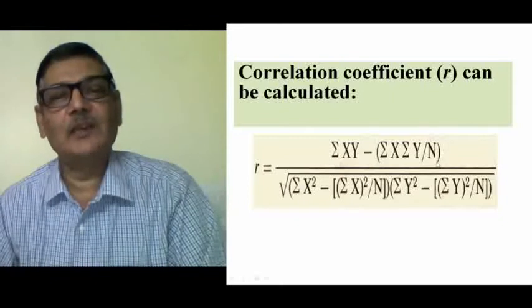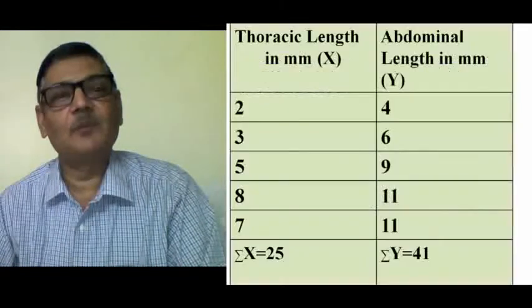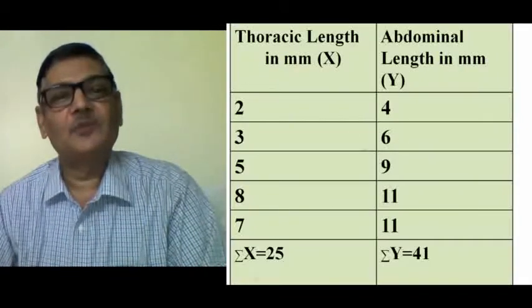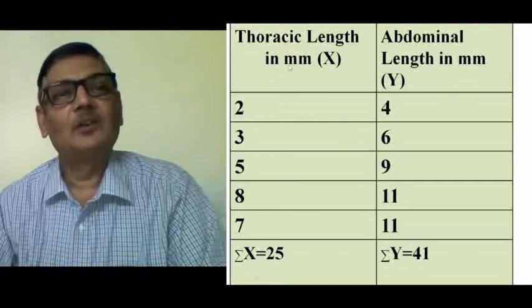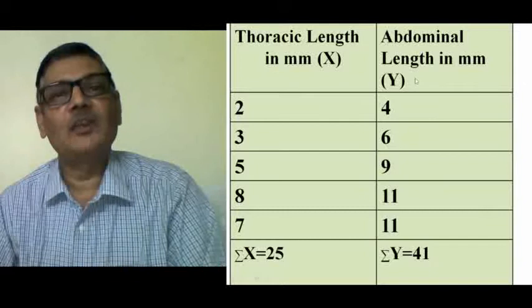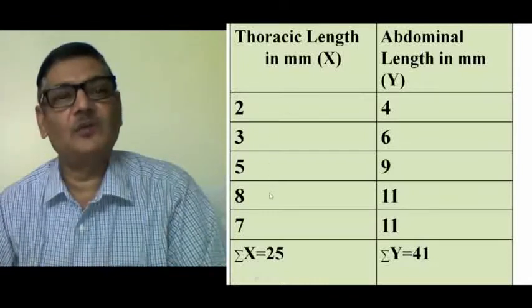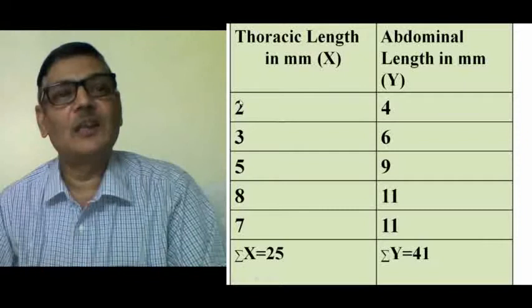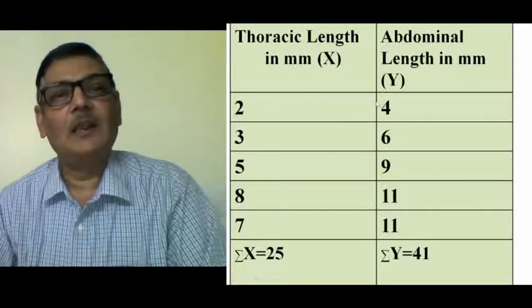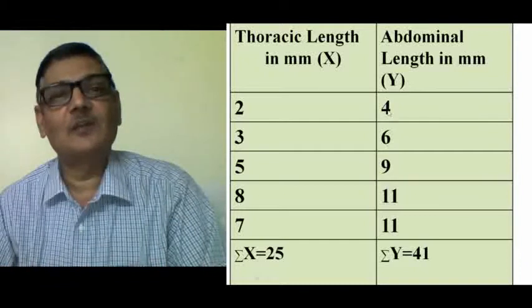We can have a complete idea about the utility of this formula by considering a particular example. Here I have shown the length of thorax and abdomen in a particular insect species. Suppose we are measuring the length of the thorax and abdomen, and we randomly selected 5 insects. Their thoracic length comes 2 mm and the abdominal length of that insect comes 4.